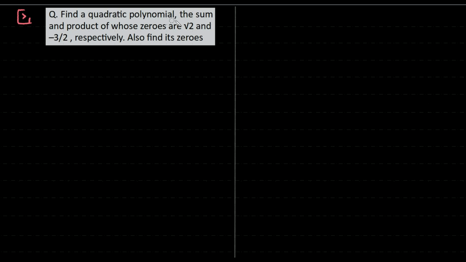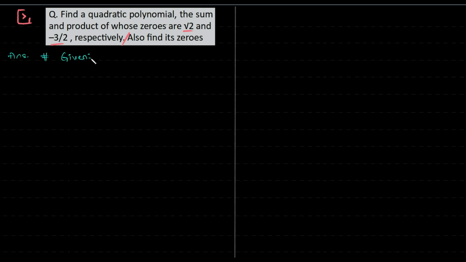Find a quadratic polynomial, the sum and the product of whose zeros is root 2 and minus 3 by 2 respectively. Also find its zeros. So what is it that we have been given? Here you have to be careful regarding what is given.